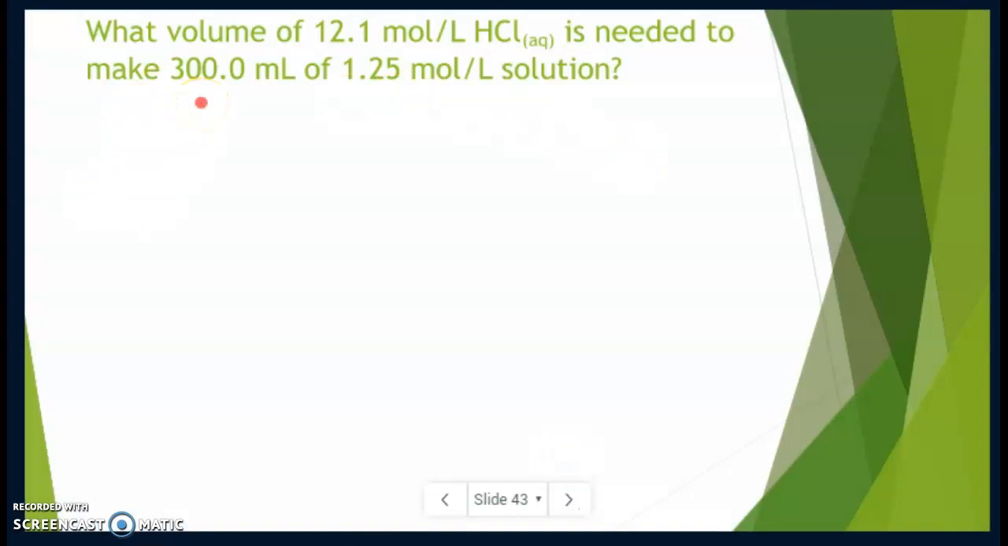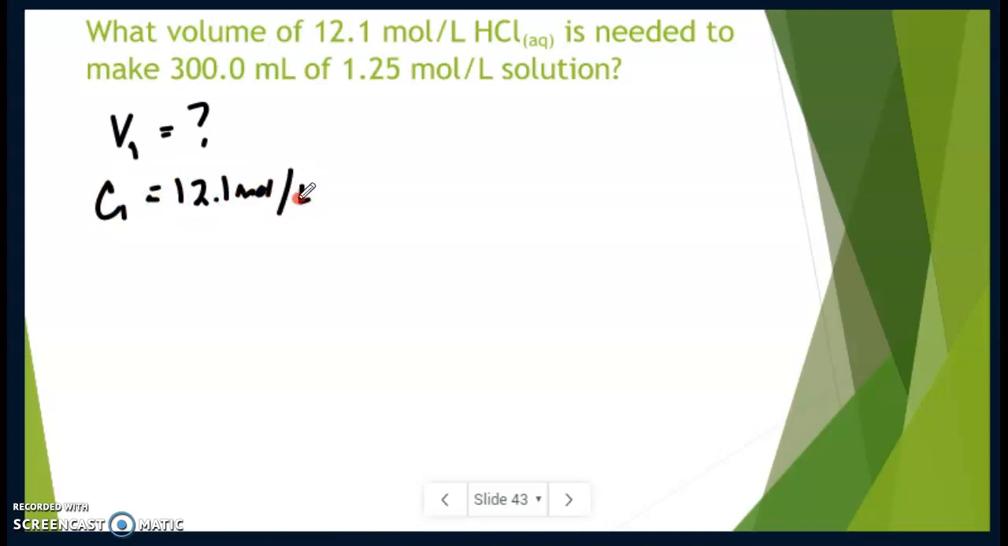What volume of 12 moles per liter hydrochloric acid is needed to make 300 milliliters of 1.2 moles per liter of solution? Since we have so many formulas here, always start by writing out what we've got. We've got what volume, so we're looking for a volume. We don't know right now which one it is, of 12 moles per liter. Since we're asking for a volume and they give us a concentration, we can say that's our initial volume, or volume 1, and concentration 1 is 12 moles per liter.